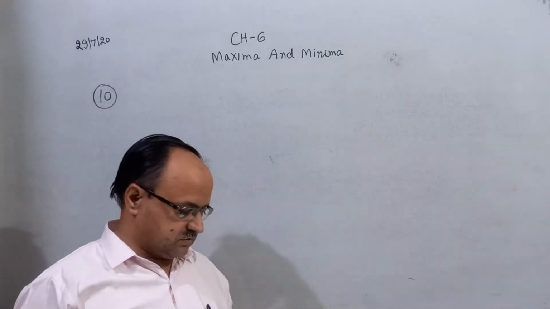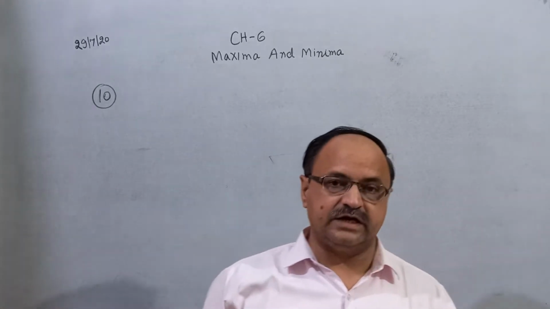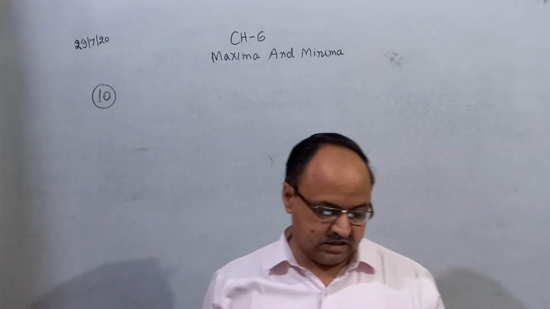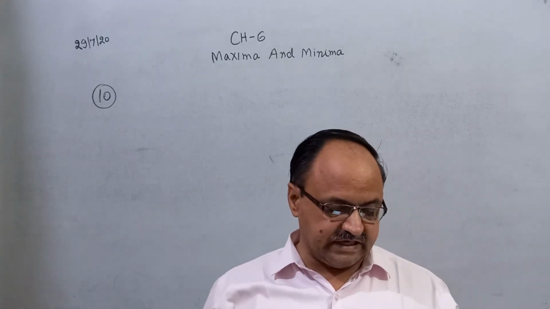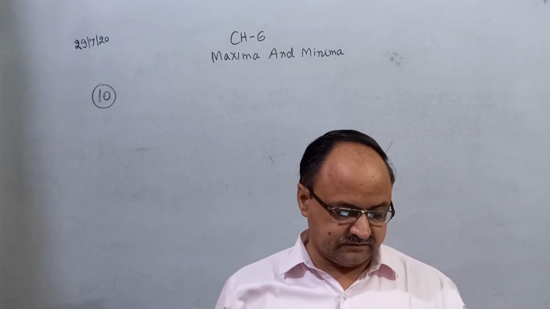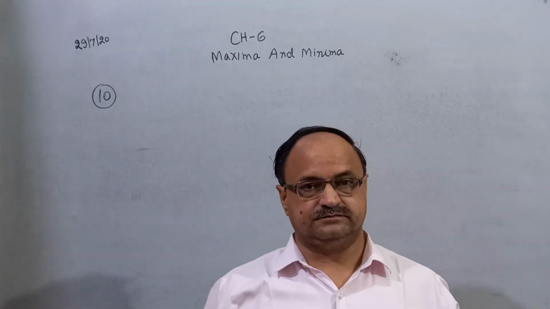Question number 10. The sum of the perimeter of a circle and square is k, where k is some constant. Prove that the sum of their areas is least when the side of the square is double the radius of the circle. Clear?